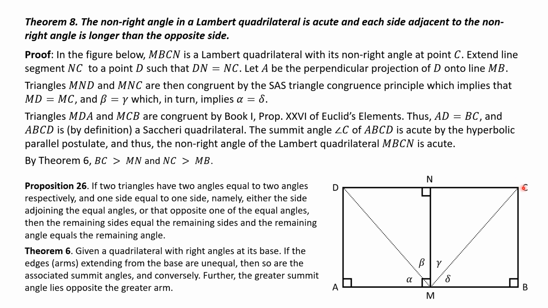And once we knew that C was acute, we were able to apply theorem 6 twice to show the second part of the theorem, that BC was greater than MN, and then we turned our heads 90 degrees clockwise, and we applied theorem 6 again and showed that NC was bigger than MB. Okay, so quite a bit there. Hopefully you got it, and we may need to use this later on, so keep this in mind.